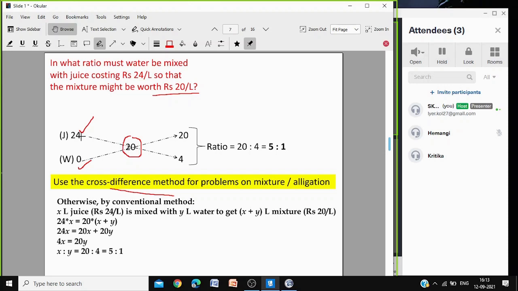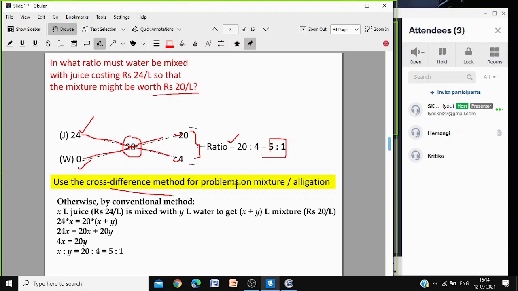Now see the difference crosswise. See the arrow. The crosswise difference of 24 and 20 will be 4. And 0 and 20, the difference will be 20. So the ratio required will be 20:4 or 5:1. So this is the cross difference method.